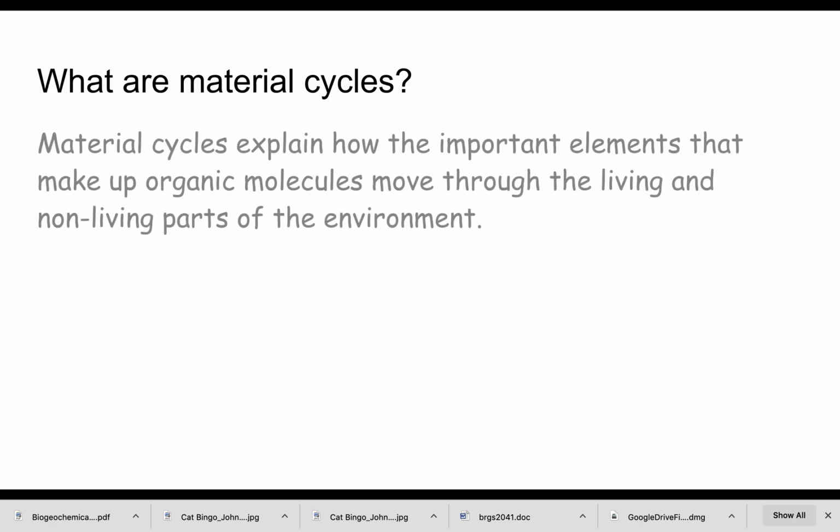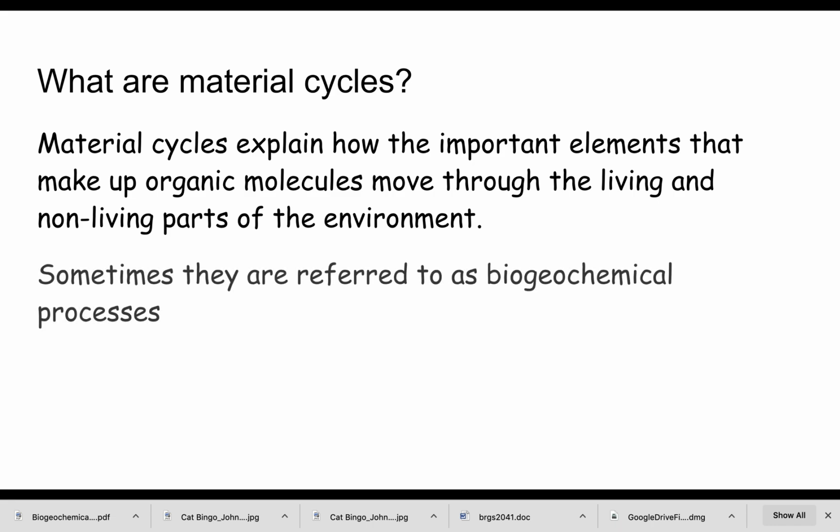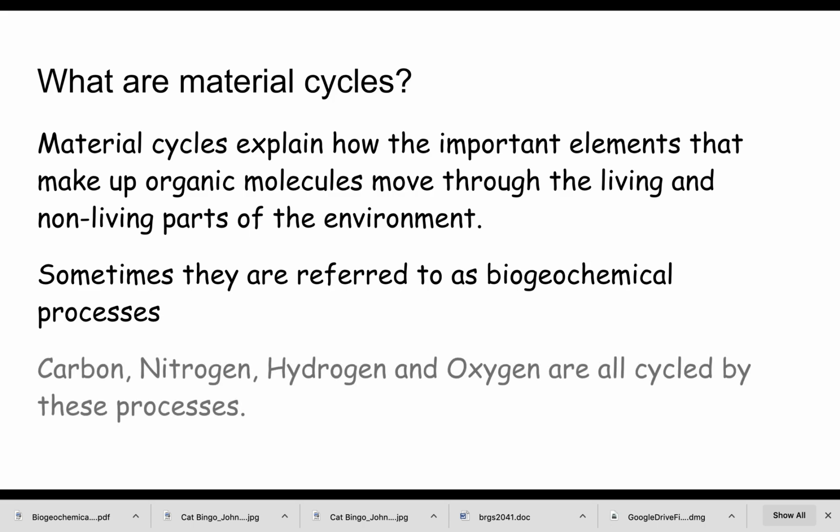So what are material cycles? Material cycles explain how the important elements for life, the ones that make up our organic molecules, move through the living and non-living parts of the environment. They are sometimes referred to as biogeochemical processes because they could be found in living things, that's the bio part of the word. They could be found in the ground or in the atmosphere, that refers to the geo, and they get converted from one form to another, different types of molecules through chemical processes.